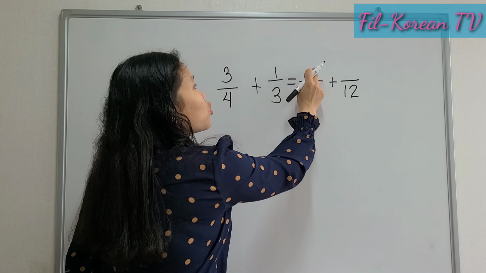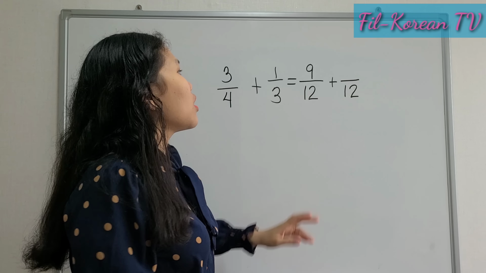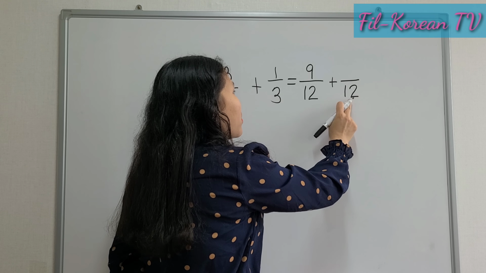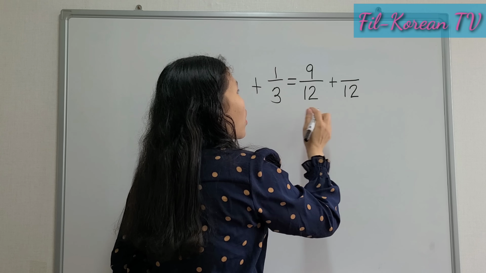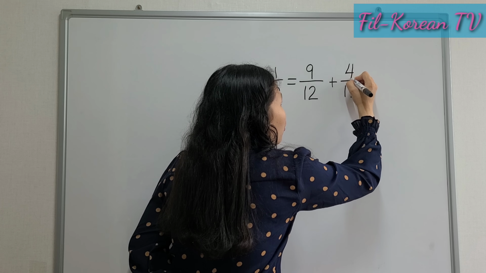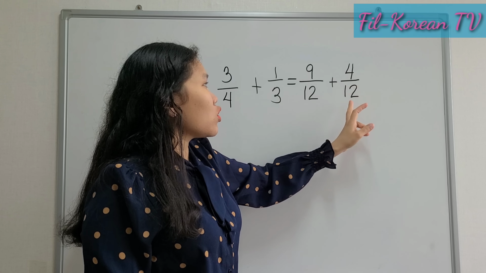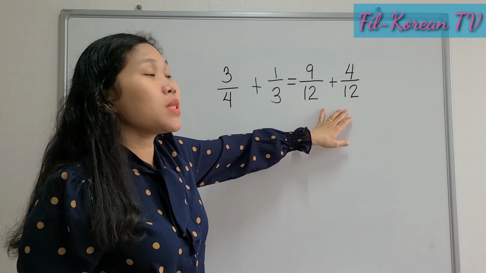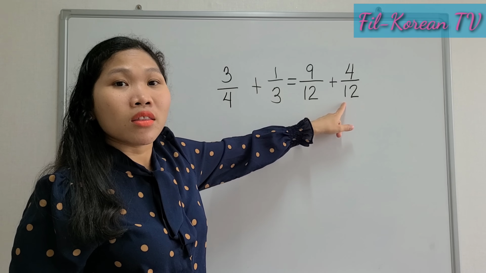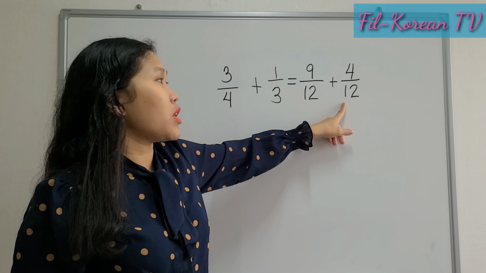new numerator. 12 divided by 4 equals 3. 3 times 3 equals 9. 9 is the new numerator. So, 3/4 becomes 9/12. Then, here, 12 divided by 3 equals 4. 4 times 1 equals 4. Okay, so the new numerator is 4. So 1/3 becomes 4/12. Now, the fractions are similar fractions. They have both 12 as the denominator.